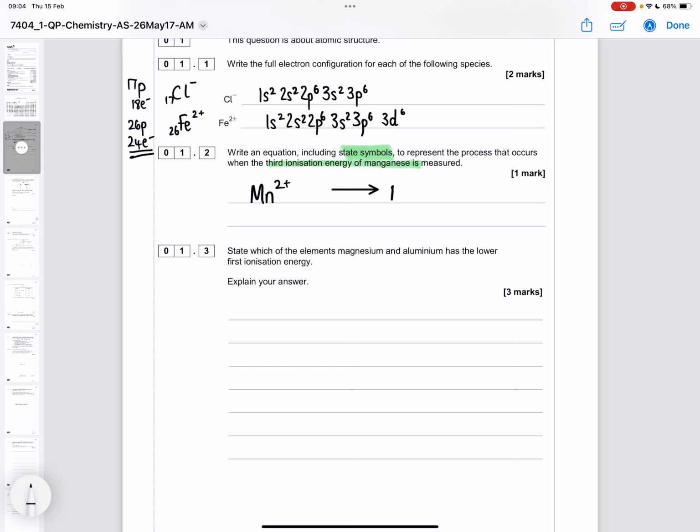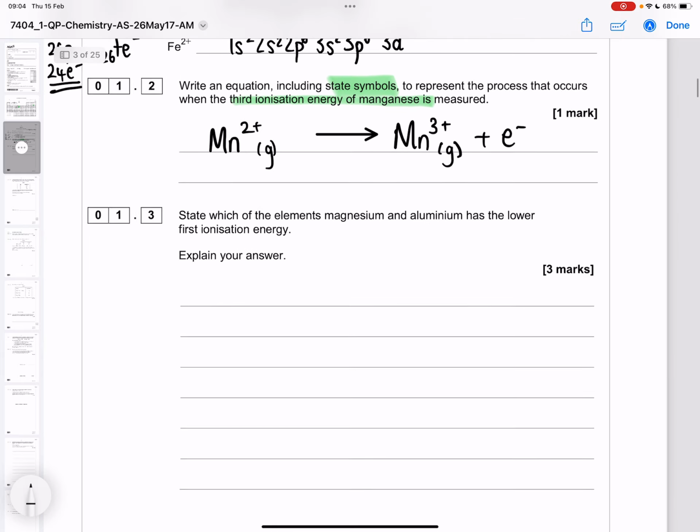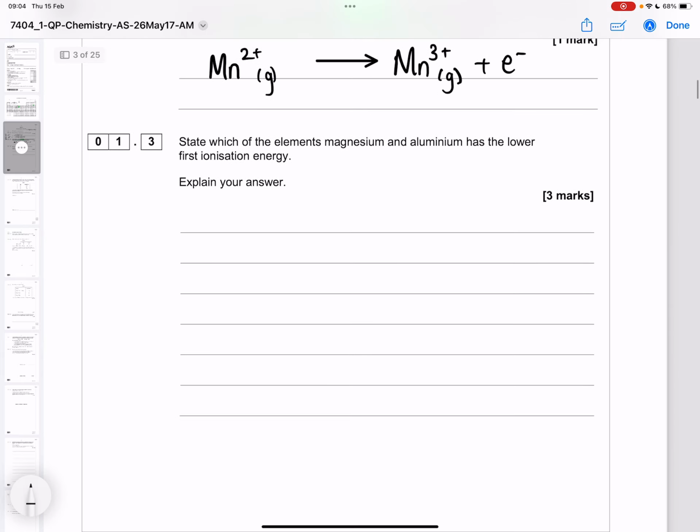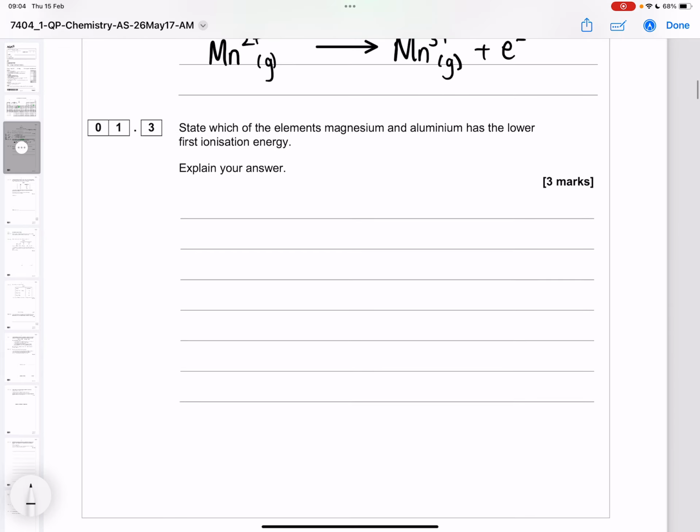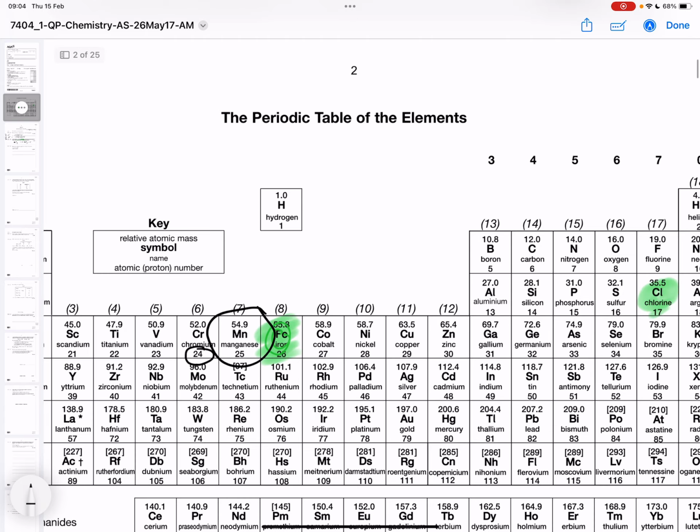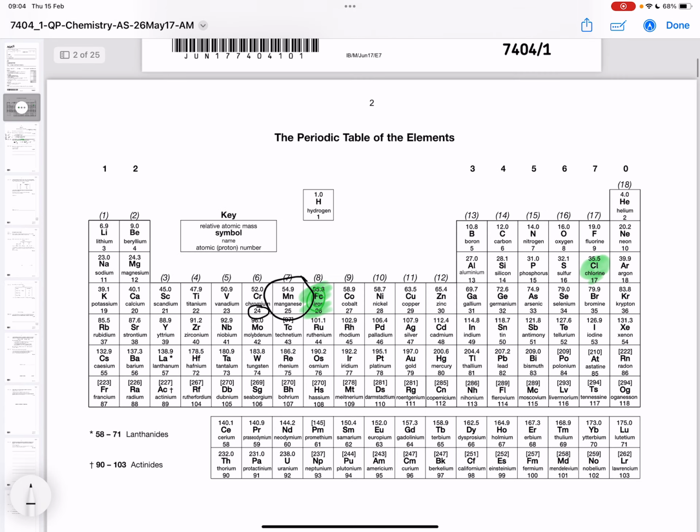And we're going to make it 3+, the third ionization energy, by removing a mole of electrons. And the state symbols are, the definition says, in the gaseous state. Now our next question is about first ionization energy, and we're comparing magnesium and aluminium. So if we go back to our periodic table, magnesium's here and aluminium's here. They're in the same row of the periodic table.